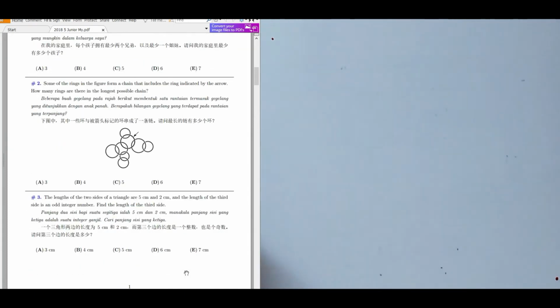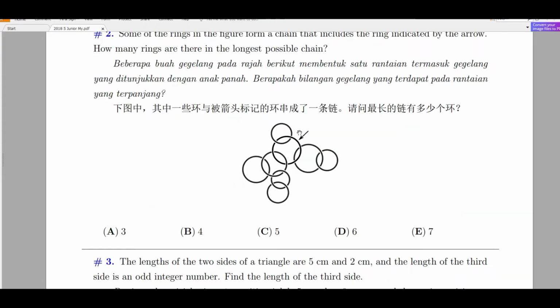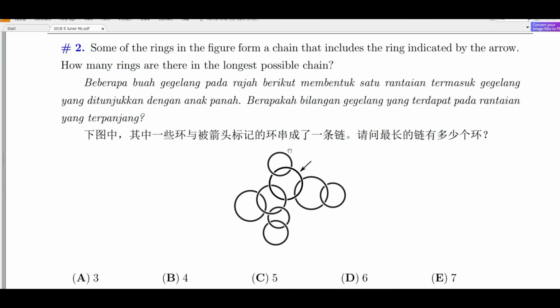Now we look at question 2. Some of the rings in the figure form a chain that includes the ring indicated by the arrow. These are the rings. They already connect all the rings. So I make it bigger so you can see the picture clearly. This one we don't need to do any calculation, just look at it. See how many rings there are in the longest possible chain.